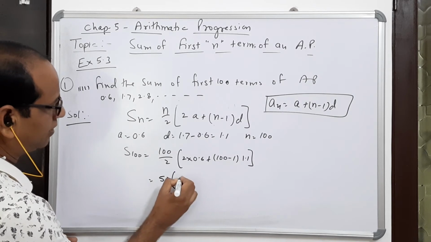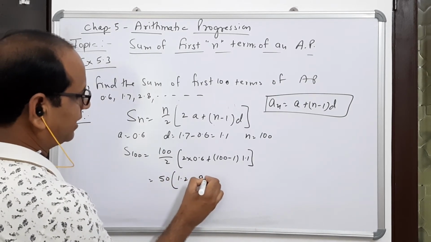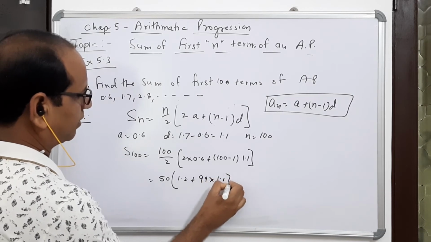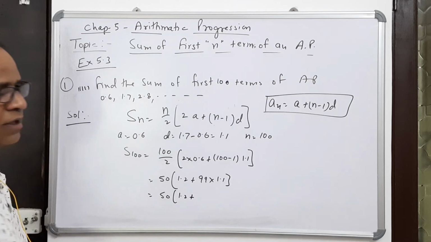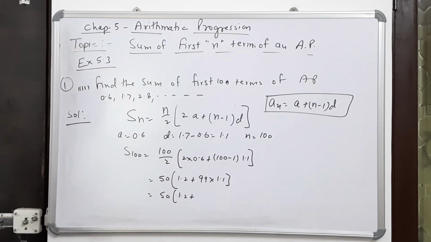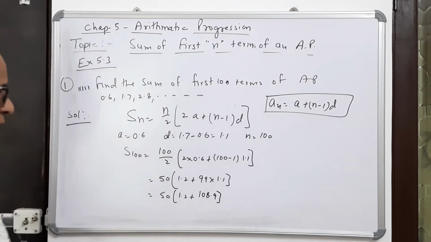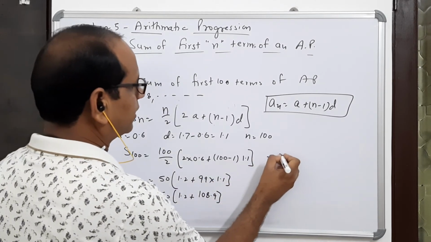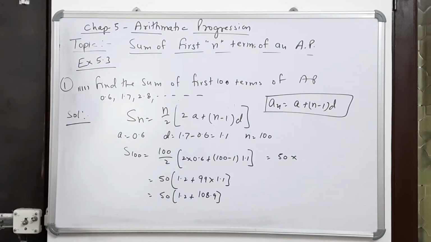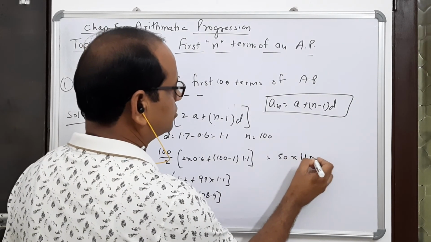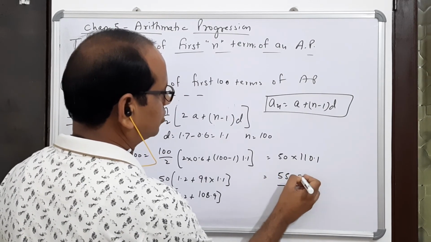It is 50 into (1.2 plus 99 into 1.1). So it is 50 into (1.2 plus 108.9), and if you multiply 99 by 1.1, it is 108.9. You can multiply it. So the further part is 50 into, if you add these two, 110.1, and the final answer is 5505.